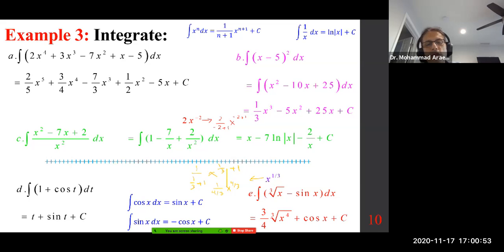Now, 3/4 x to the power of 4/3. 3/4 x to the power of 4/3. And using the roots is the cube root of x. This is 3/4 x to the power of 4/3. And x to the power of 4/3 is cube root of x to the power of 4. Or one may even write this part as x cube root of x. Okay, just in case. But that's fine.